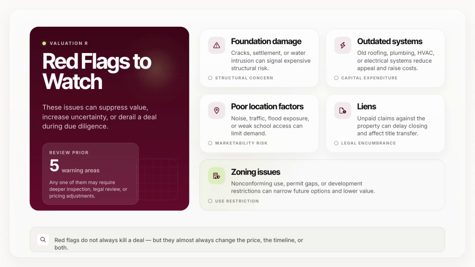All these factors combine to create valuation risks. They can suppress the property's value, increase uncertainty, or even derail a deal during due diligence. It's important to prioritize reviewing these warning areas carefully. Any one of them could require deeper inspections, legal reviews, or pricing adjustments. While these red flags don't always kill a deal, they almost always impact the price, the timeline, or both, so they deserve our close attention.